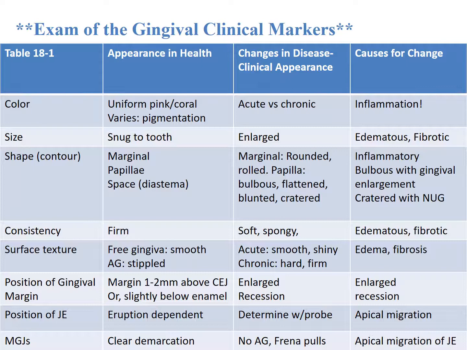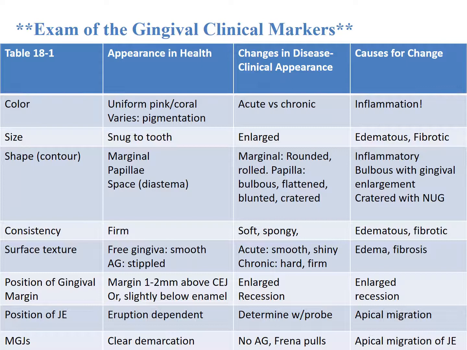So in health, you're going to see a uniform pink or coral area, varies with pigmentation. You're going to see it snug or tightly adhered to the tooth. The shape is, you're going to see nice margins. The papilla is going to be pointed in the front, a little bit flatter in the back. And then you might see a little space or diastema. And then consistency is going to be firm. And surface texture, you're going to have free gingiva with smooth attached gingiva, which is going to be stippled.